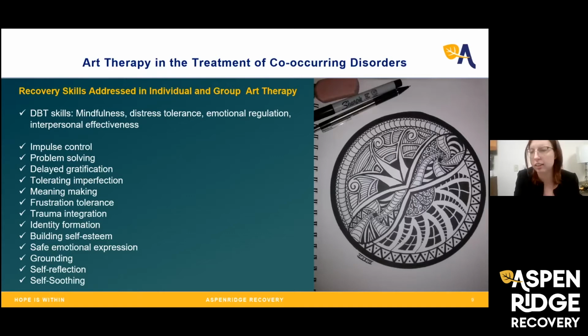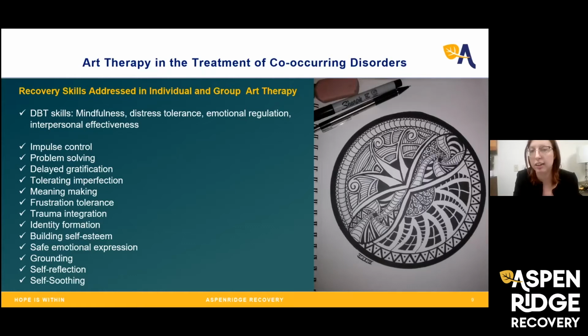So on the right-hand side, this is a Zentangle, and it was developed by a calligrapher and a monk. And it's a meditative art process. So with this, they would be using the impulse control to be able to make the patterns. They would be using grounding because they're in the moment and in their body. If they weren't, they wouldn't be able to do the art process. Probably tolerating imperfection. So this could be something that's very soothing for people.